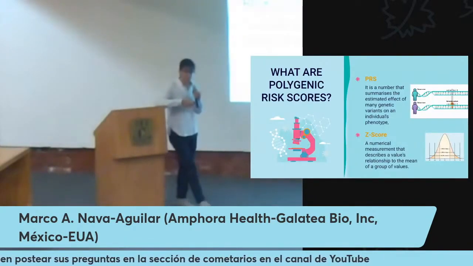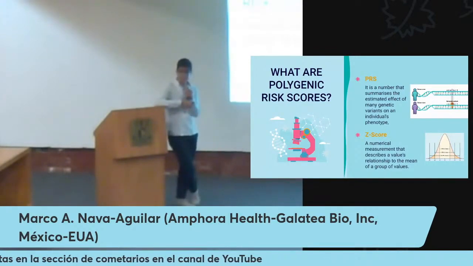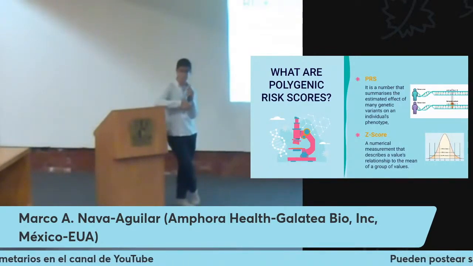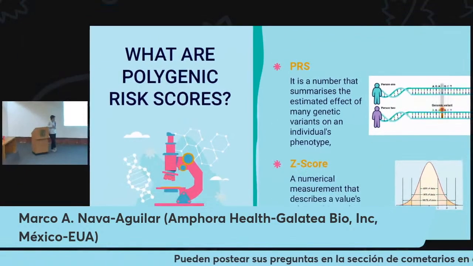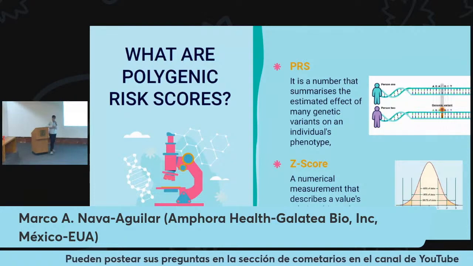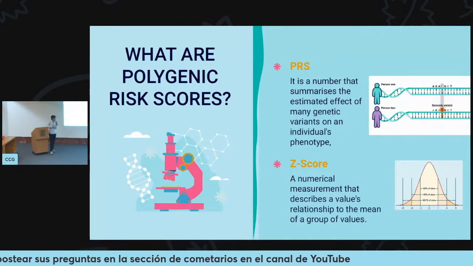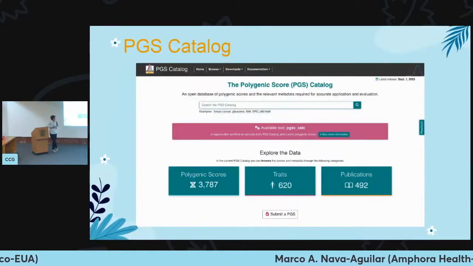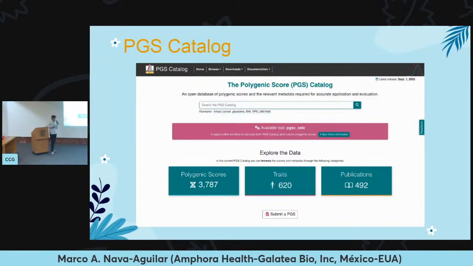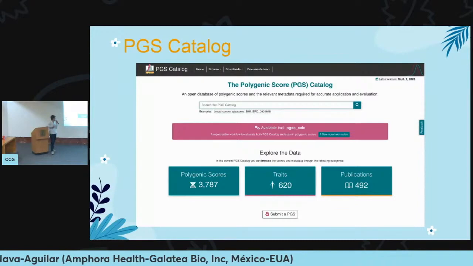Well, first, what is a polygenic score? This polygenic score is a statistic that summarizes the effect of multiple variants into a phenotype. These are standardized in a zeta score. This zeta score is a measure that fits everything into this Gaussian curve to measure this in standard deviation.